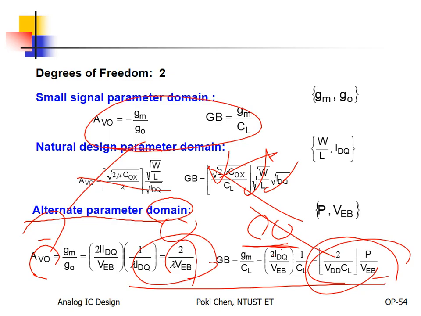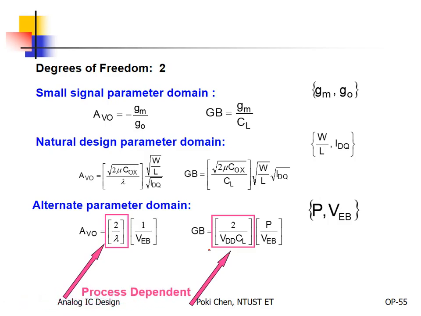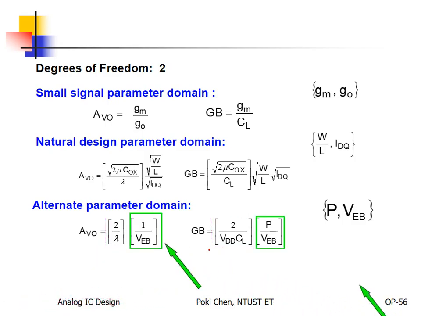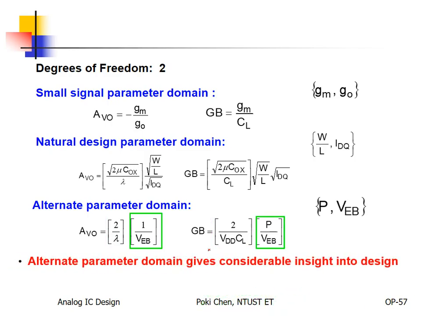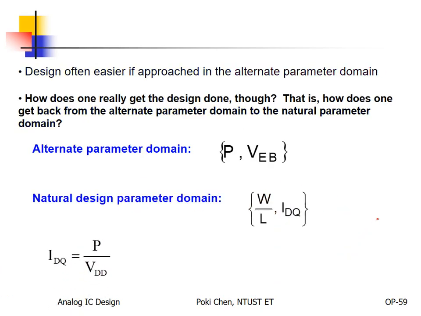But you will be curious about power and overdrive voltage. That is very easy for you to know the performance. But how about the circuit itself? Again, process dependent and architecture dependent. We have 2 degrees of freedom, similar to each other, right? And then, what's this? All right.